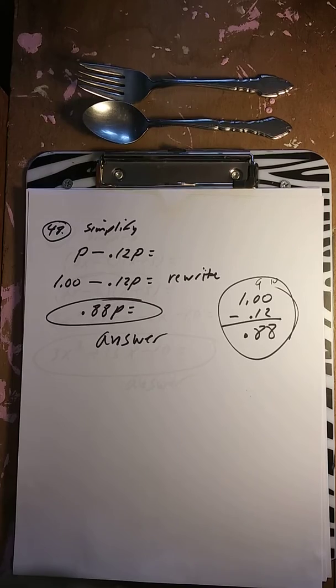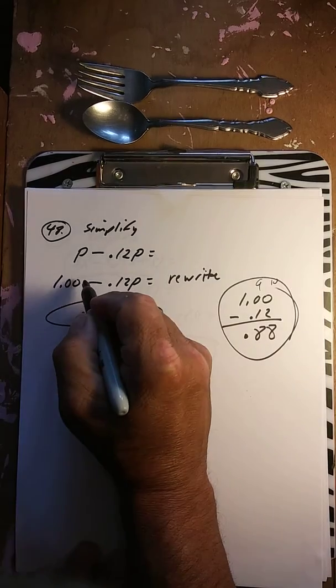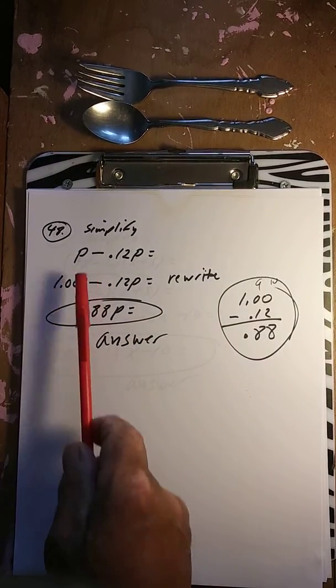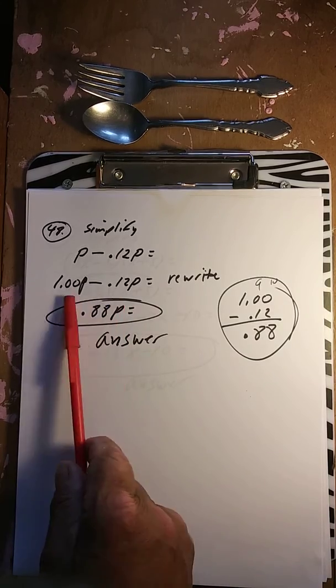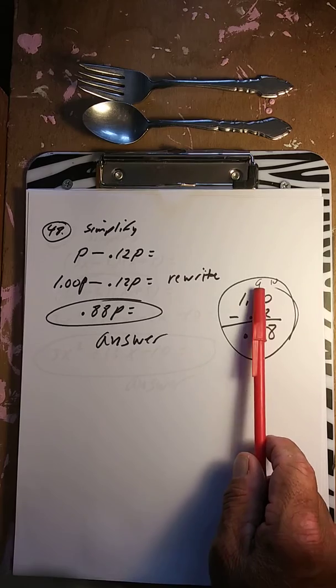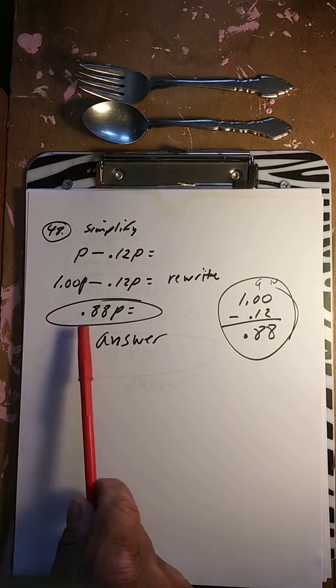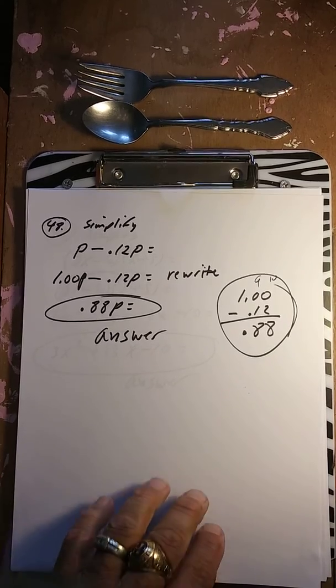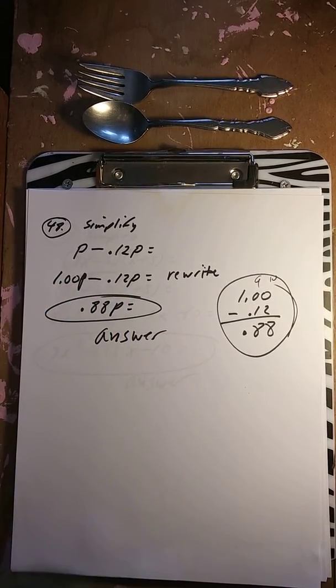Simplify this. p minus 0.12p. Let's rewrite this. This is 1.00 and put the p right there. So now we have 1.00p minus 0.12p. Well, 1.00 minus 0.12, 2 from 10 is 8, and 1 from 9 is 8. So 0.88. So 0.88 what? p. Think like this: $1 minus 12 cents or something.